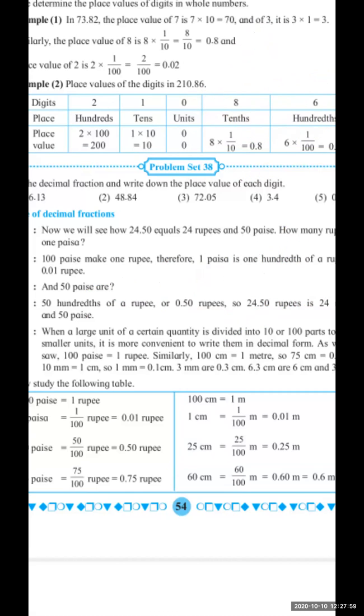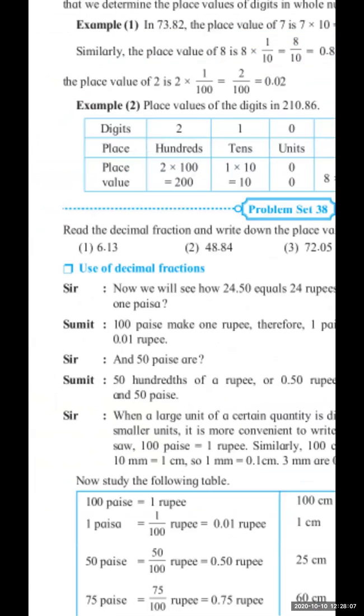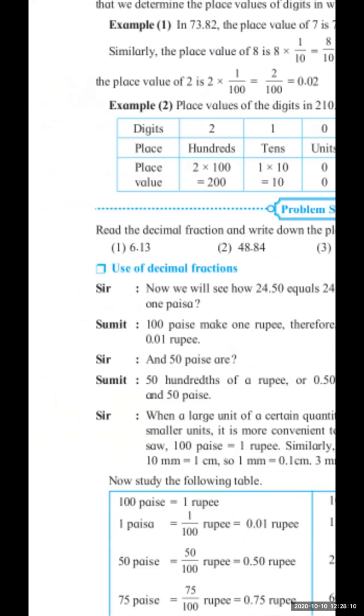Okay? So now we are going to start problem set 38. Now 6.13. You will make the column like this: digit, place value. But I am writing here directly because place is not there. So 6.13. So 6 is on the unit place. See, 6 is on the unit place. So 6 into 1. 6 into 1 is 6. So place value of this 6 is 6.